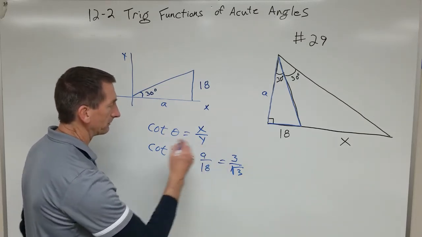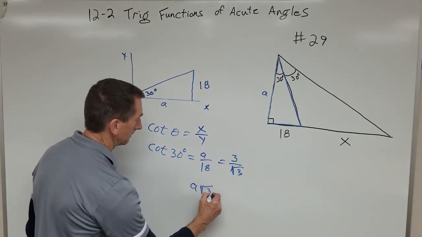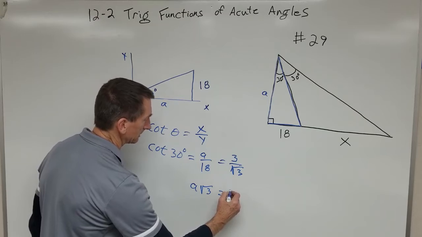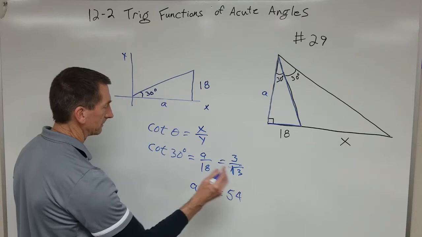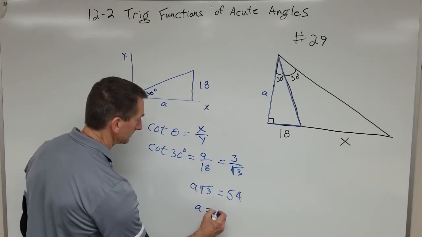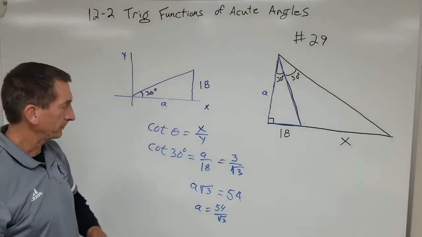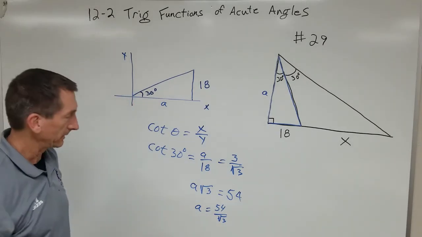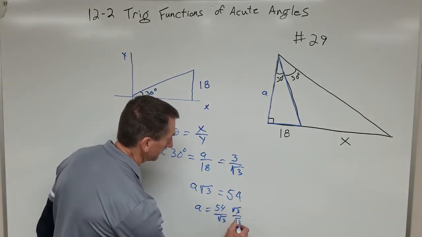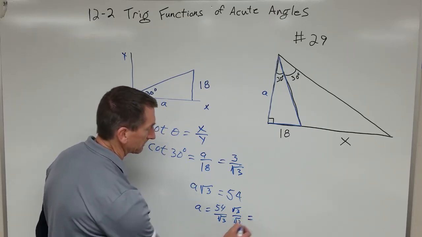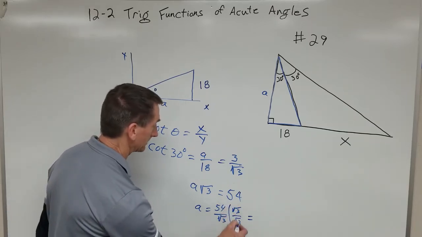All right, so solving for a. A times square root of 3 is equal to 3 times 18, which is 54. So now a is equal to 54 divided by square root of 3. But let's pretty this up a little bit and put it into standard form. So let's multiply by square root of 3 over square root of 3 so that we can make this look better. We're rationalizing the denominator, by the way, that's what we call this.